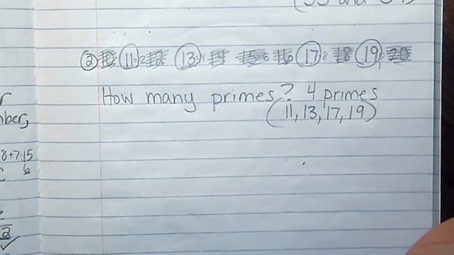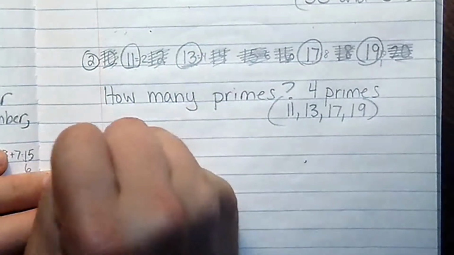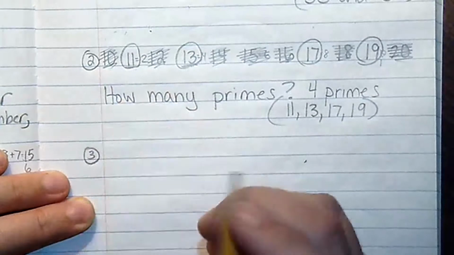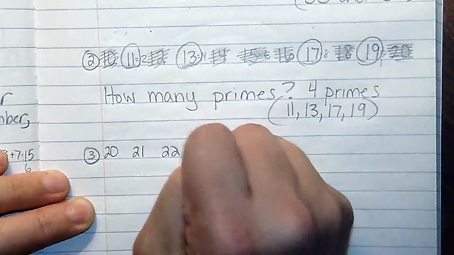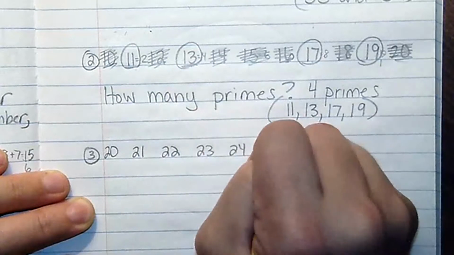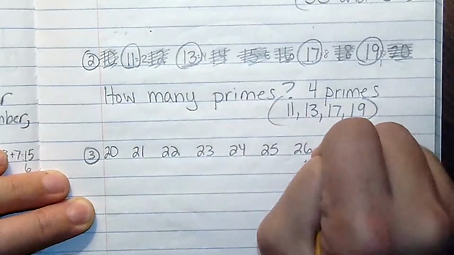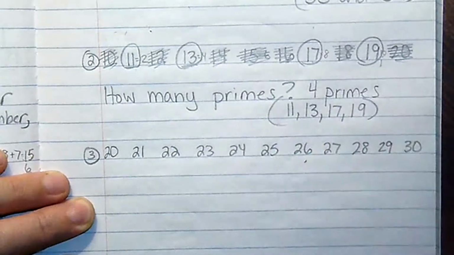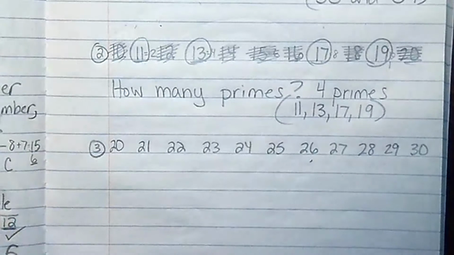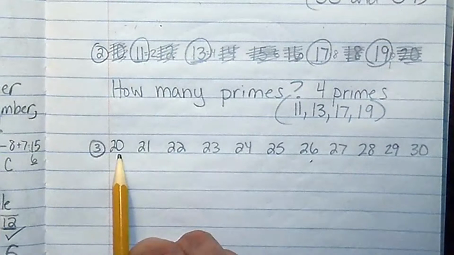So why don't we do one last one? Here's number 3. I'm going to list between 20 and 30. So 20, 21, 22, 23, 24, 25, 26, 27, 28, 29, and 30. Okay. Look at your rule sheet. We're going to use these rules for every single one of these. If our number is even, we know that it's composite. So is 20 even? Yes, we can cross it off.